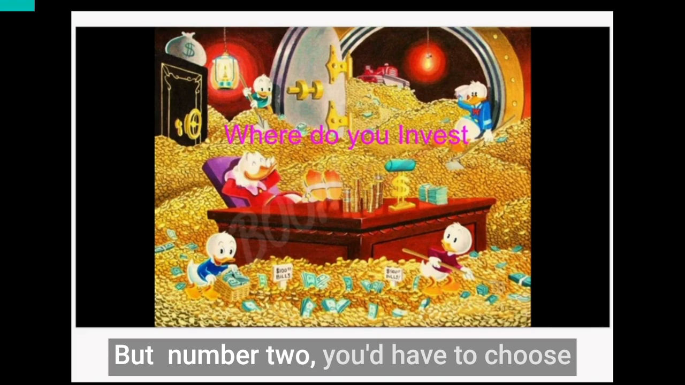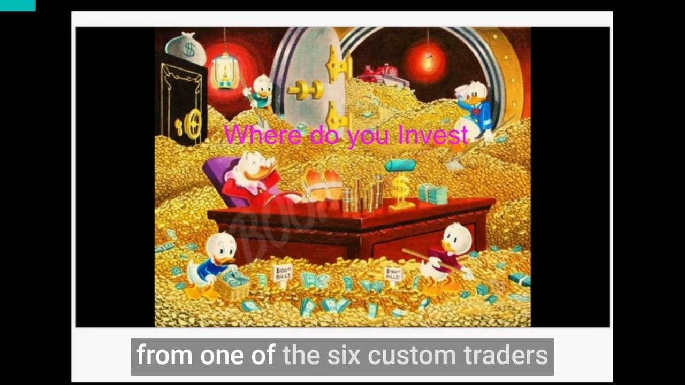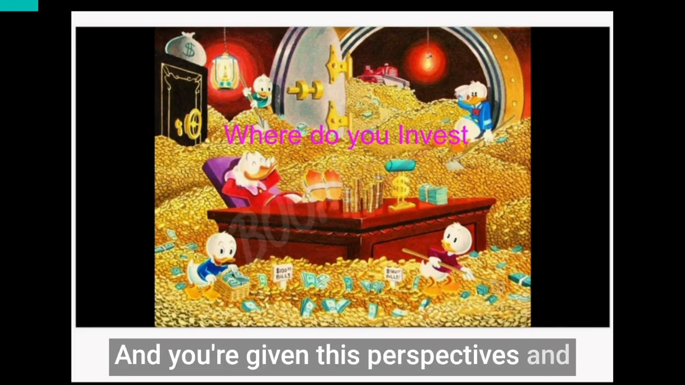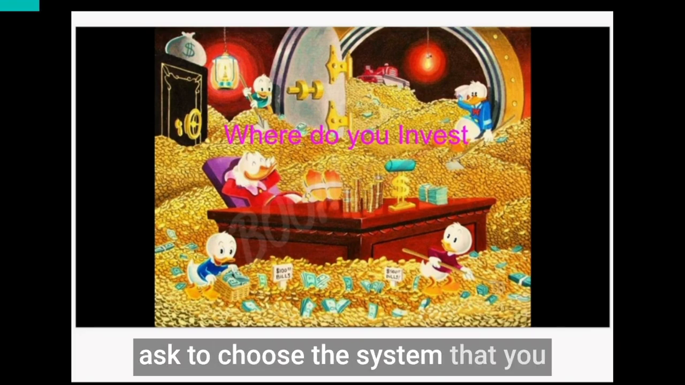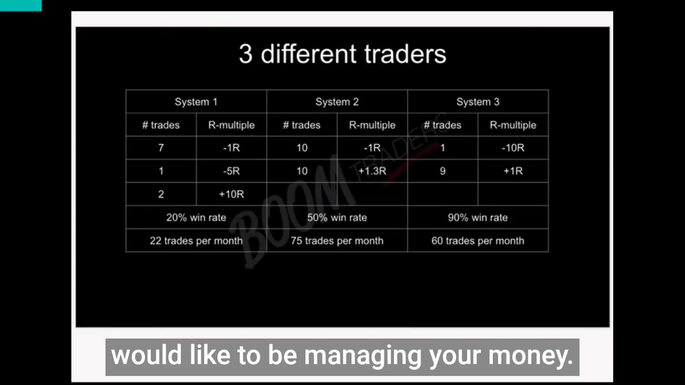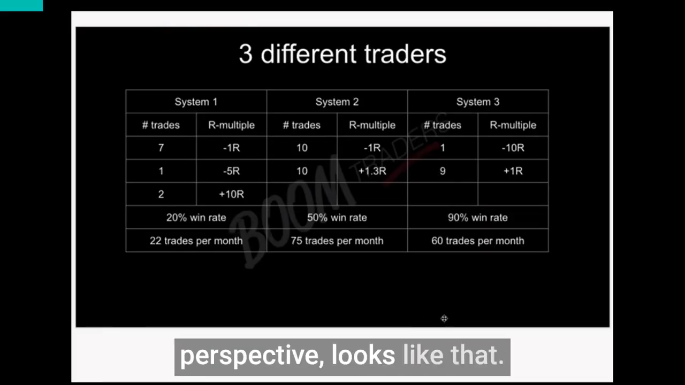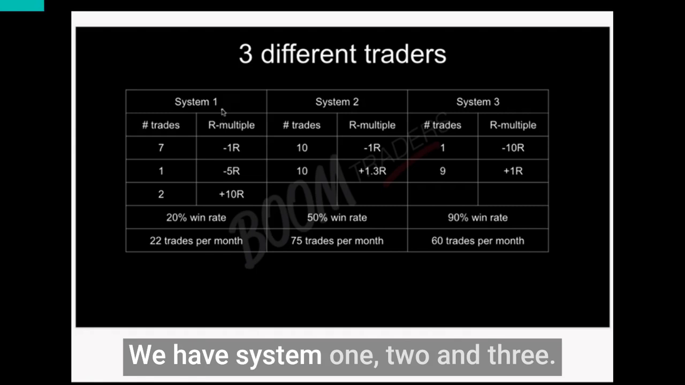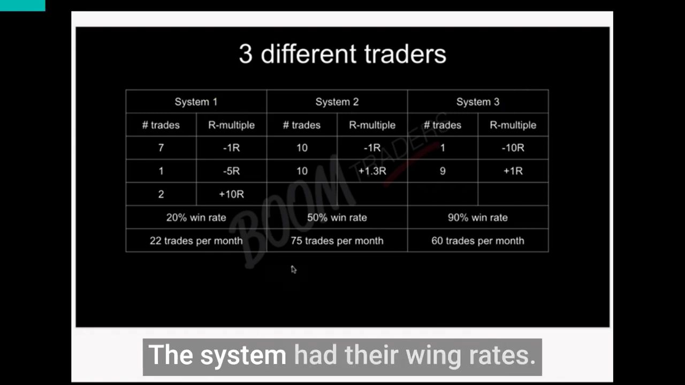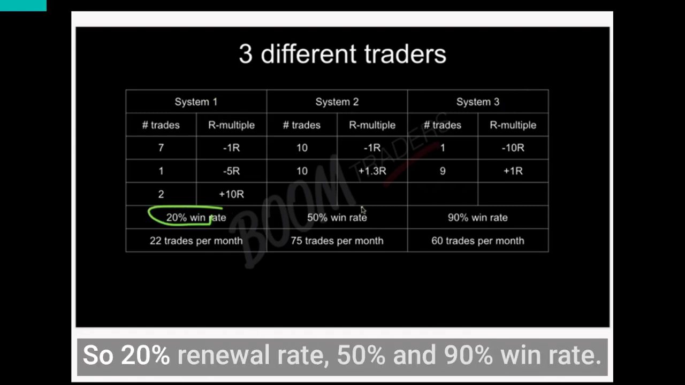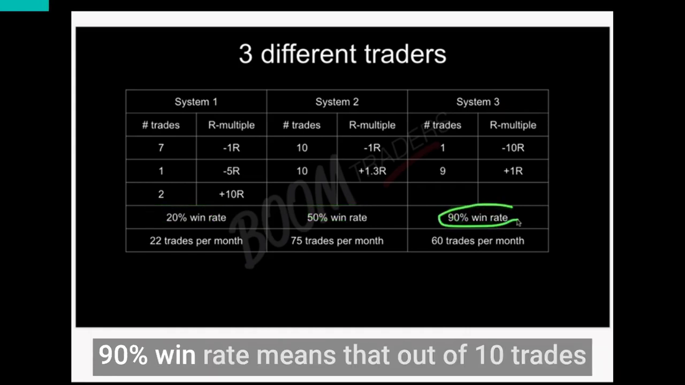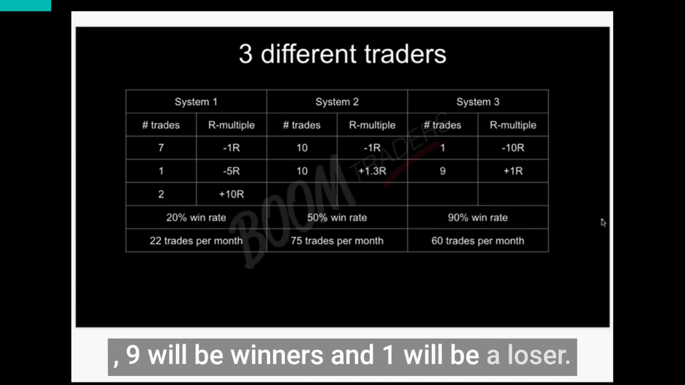But number two, you would have to choose from one of the six custom traders to manage your newly won fortune. You are given this prospectus and asked to choose the system that you would like to be managing your money. The prospectus looks like that. We have systems 1, 2, and 3. The systems have their win rates: 20% win rate, 50%, and 90% win rate. 90% win rate means that out of 10 trades, 9 will be winners and 1 will be a loser.